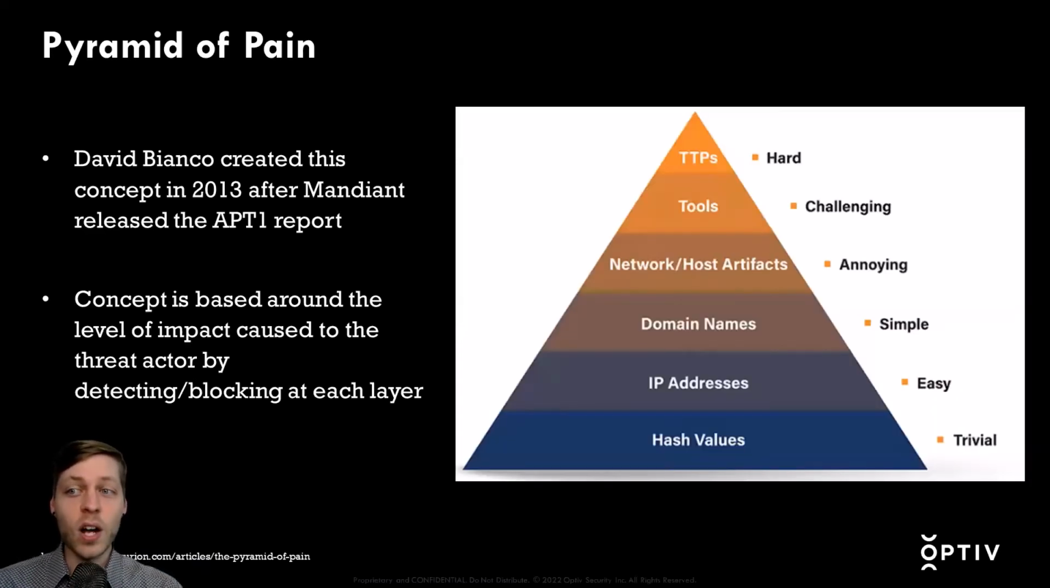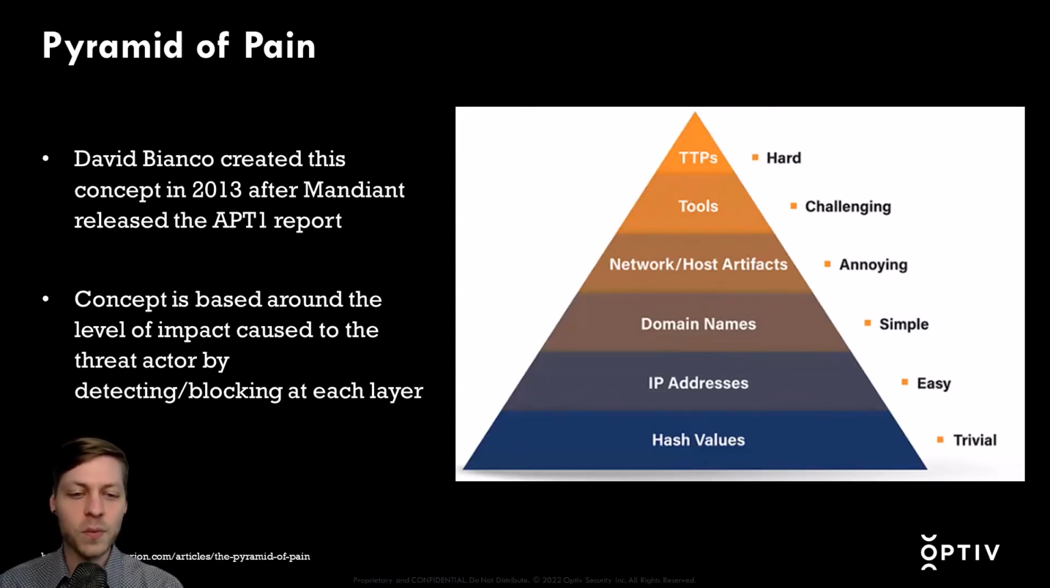But before we actually talk about detection, I like to establish some basic foundational concepts before we get too far into it. So the first concept I want to talk about is the pyramid of pain. This was developed by David Bianco in 2013, shortly after Mandiant released their APT1 report. And the pyramid of pain is this simple idea that some things are easy for a threat actor to change on the fly and other things are more difficult. And the pyramid of pain basically just categorizes those by how much pain it causes the threat actor to change that piece of their attack or their infrastructure.